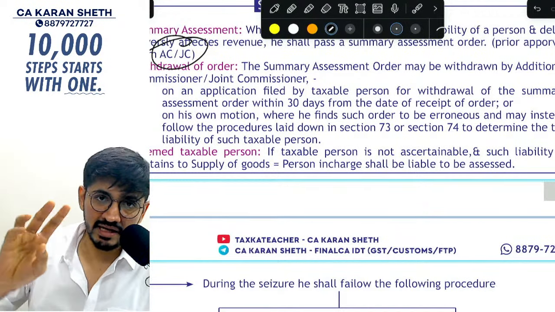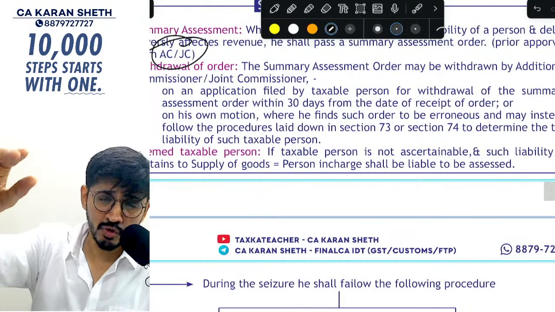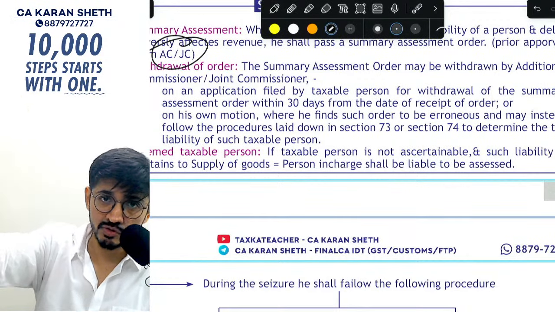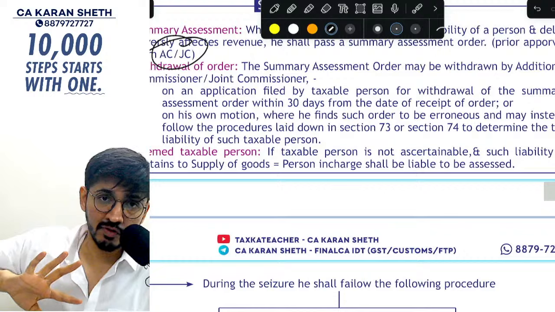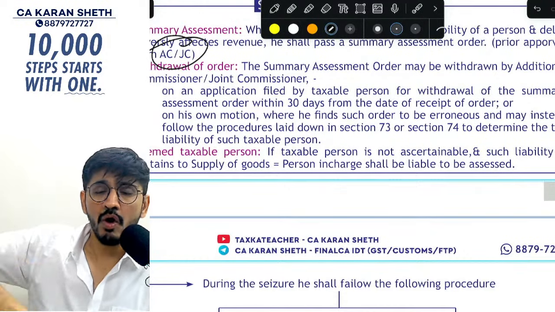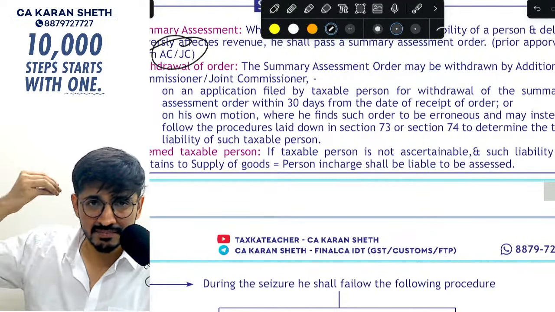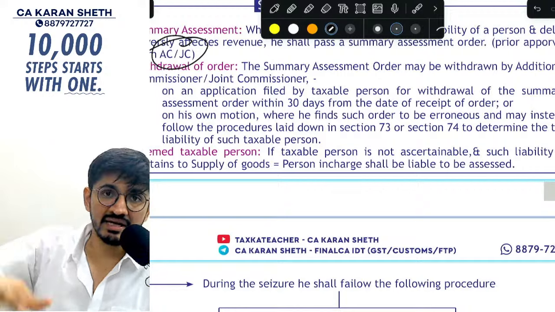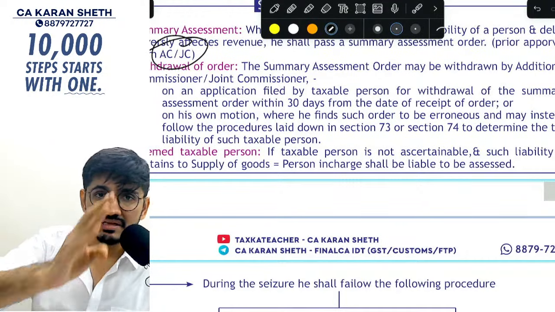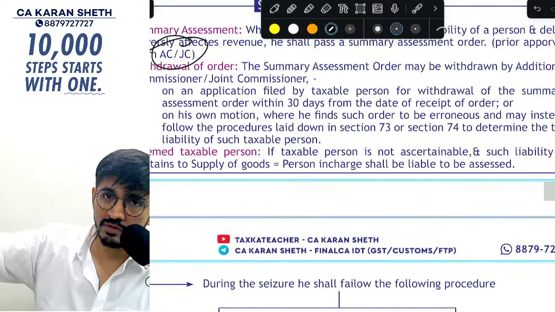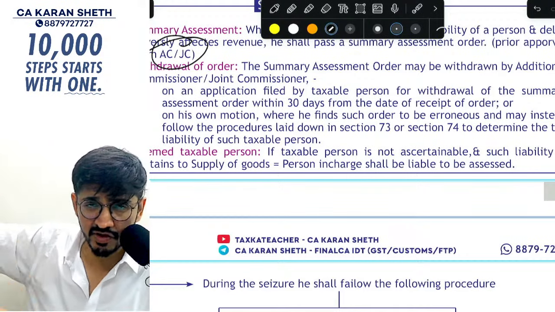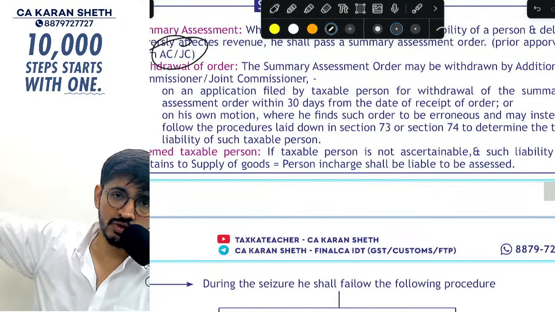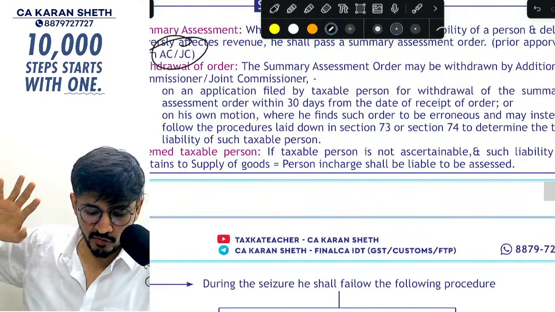So there are two ways: either the person on whom the summary assessment order is issued applies for withdrawal within 30 days, or ACJC themselves feels that it is erroneous and it's better, rather than issuing an order, let's go ahead and follow the procedures of 73-74 where we first issue show cause and then issue an order. Simple. Let's focus on that.